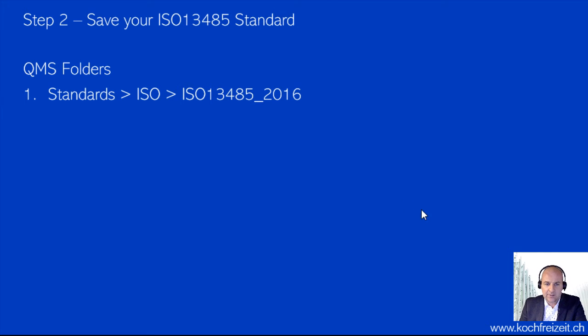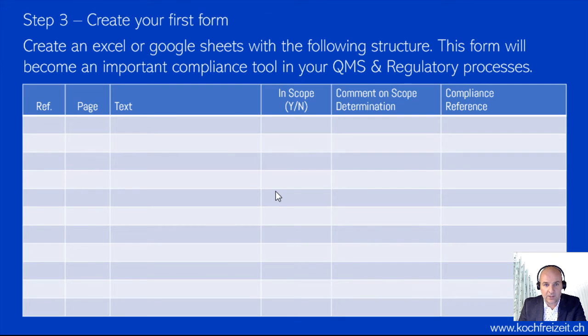Next step is to save your ISO 13485 standard in the following directory. You've got your standards folder, create another folder called ISO for all your ISO standards, and you'll have at least two, probably three or four of those when you're finished, and create a folder called ISO 13485 2016 and save your file in there. What I do for the standards folder is keep all the legislation, the international standards, etc., that your quality system is complying to. But again, we'll come on to that in another video.